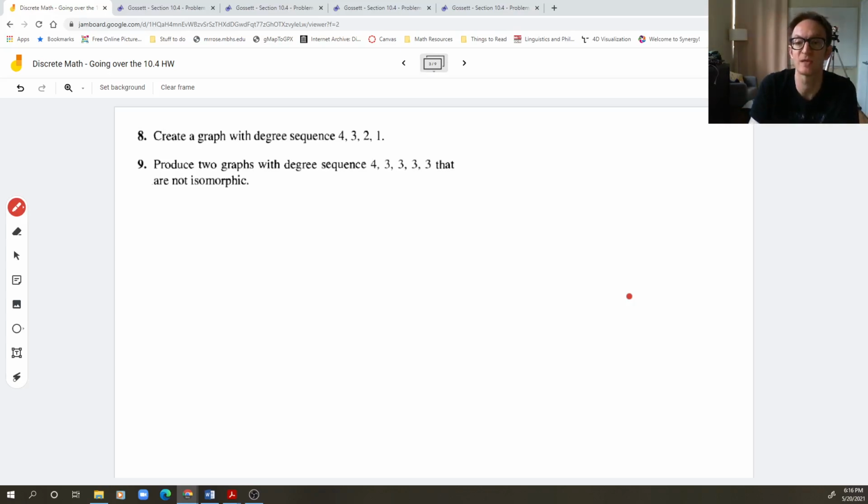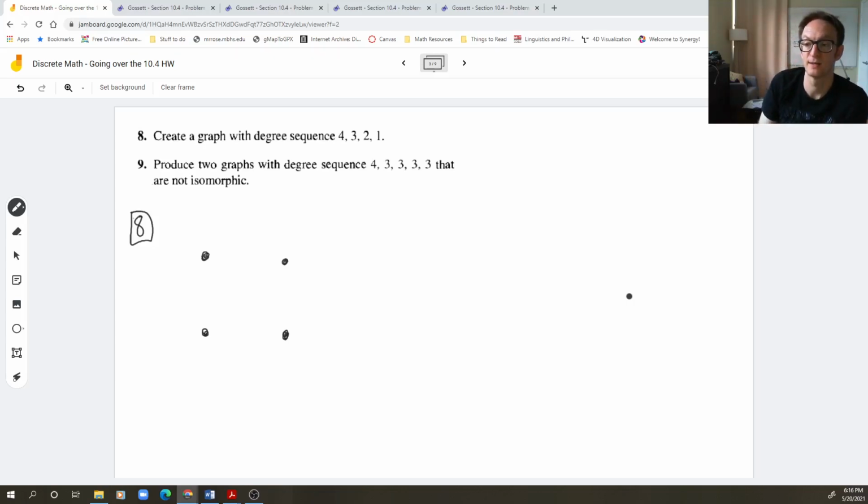In fact, you might be thinking, impossible. Because you might be thinking, wait a second, if the degrees are 4, 3, 2, and 1, it must mean I have 4 vertices. And if I have 4 vertices, then one of them must have degree 4. Well, how could this vertex have degree 4? Because there are only 3 other vertices that can possibly be adjacent to it. Aha! There is no simple graph with this degree sequence.